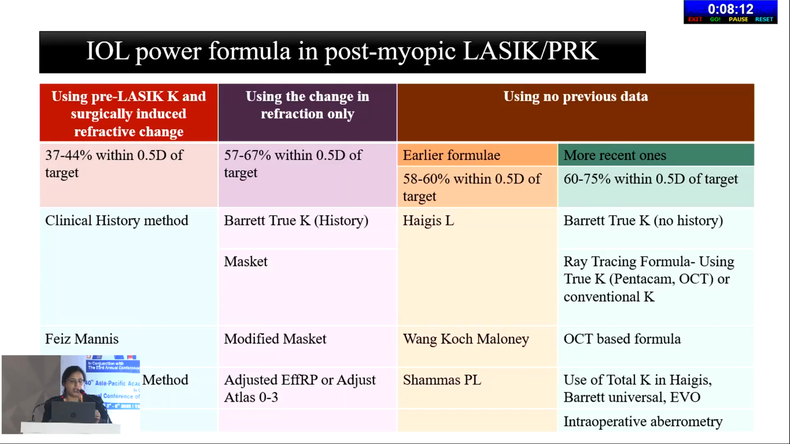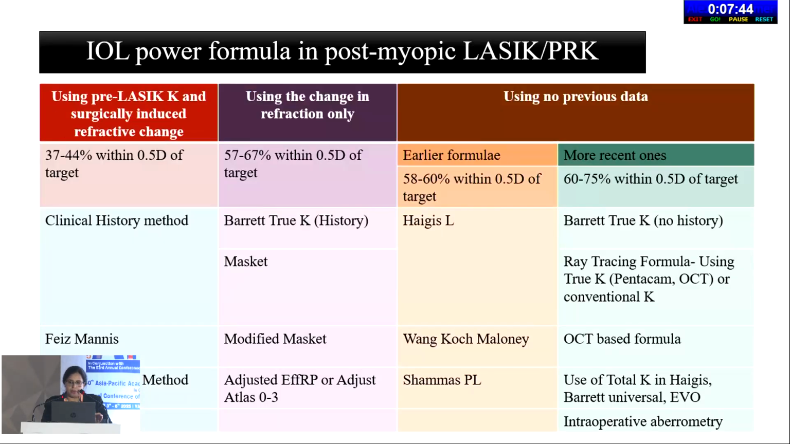So which formula to use? We have a host of formulas. There are newer ones coming up every day. Now we have artificial intelligence in the mix. Earlier ones used pre-LASIK K and surgically induced refractive change. Then there were formulas using the change in refraction only. Now we usually rely on formulas that use no previous data, because often when they come for cataract, we do not have the pre-refractive surgery keratometry values.